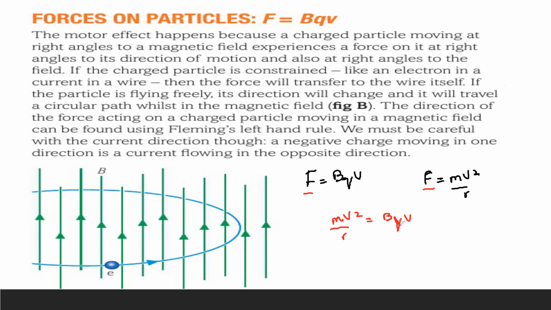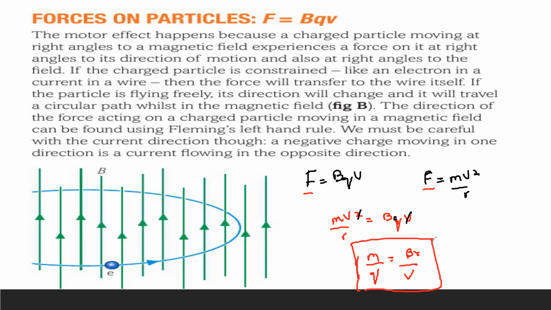So this B will cancel with one of the v's, and Q will go there in division. So m over q, the mass to charge ratio, is equal to BR over v. So we can use this formula to calculate the mass to charge ratio of different particles.